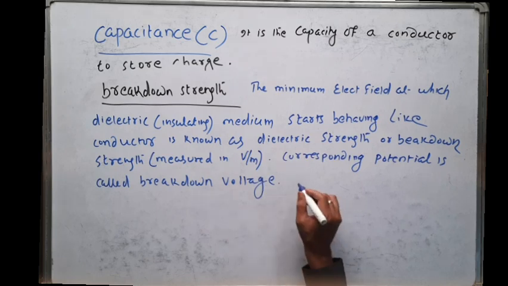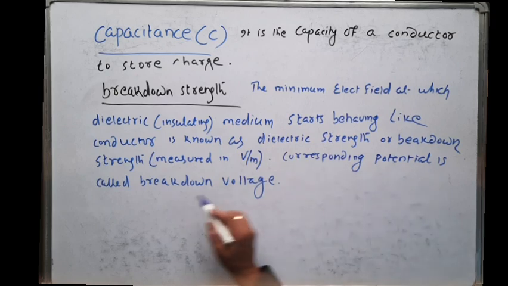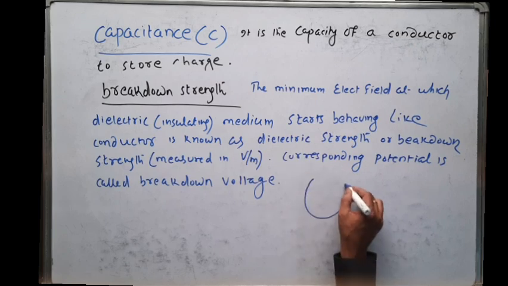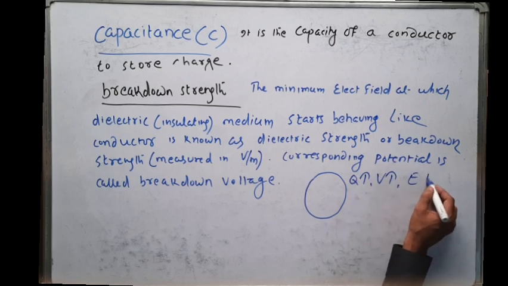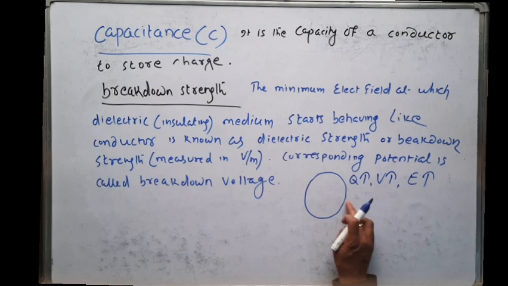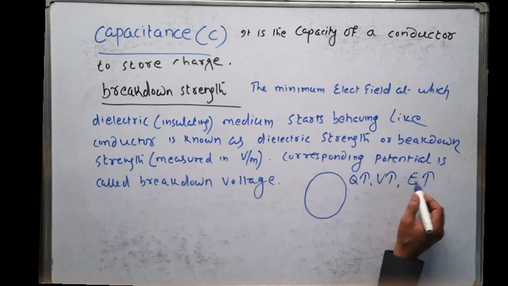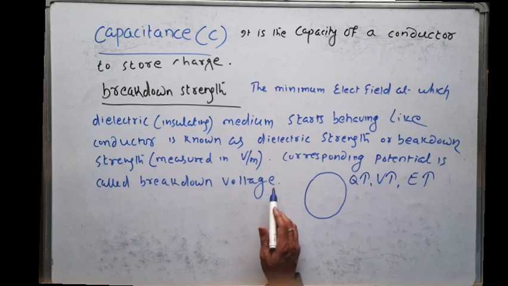Okay, so during that electric field strength, the corresponding potential of the conductor is called the breakdown voltage. Now you see, suppose this is the conductor. If you increase the charge, potential will also increase, and the electric field will also increase. So at a particular minimum electric field strength, the dielectric medium will break and it will behave as a conducting path. And the voltage corresponding to the minimum electric field intensity is called the breakdown voltage. And this breakdown voltage concept we will discuss in the electronics chapter.